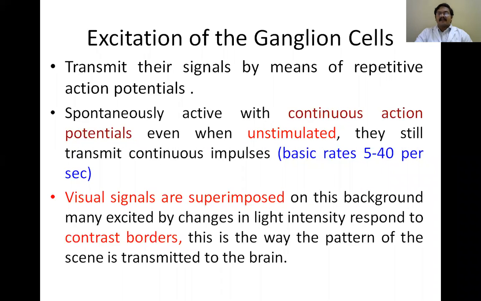Then, the excitation of the ganglion cells: the transmission of signals by means of repetitive action potentials. These ganglion cells fire spontaneously, with continuous action potentials even when unstimulated. They have a basic rhythm of 5 to 40 per second, even when unstimulated. The visual signals are superimposed on this basic rhythm. On the background of many excitatory changes, the cells respond to contrast, and this way the pattern of the scene is transmitted to the brain.